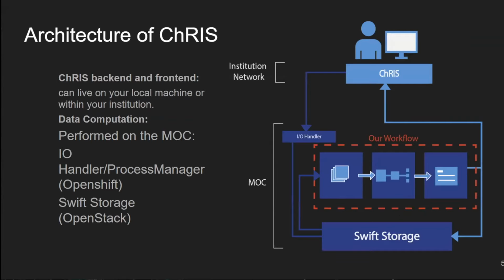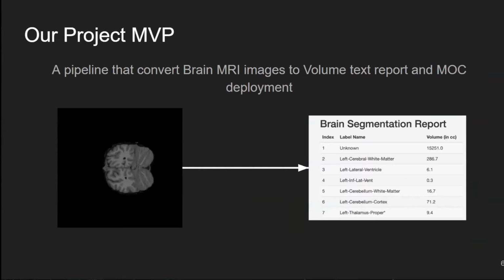So more generally, this is the architecture of CRIS. Starting at the top, the CRIS backend and frontend can be either installed on a local machine or at an institution. CRIS UI can then be accessed. Data computation, including I/O handling and process management, is done in the cloud. Specifically, OpenShift will handle the use of plugins, and OpenStack will manage the storage of inputs and output data.